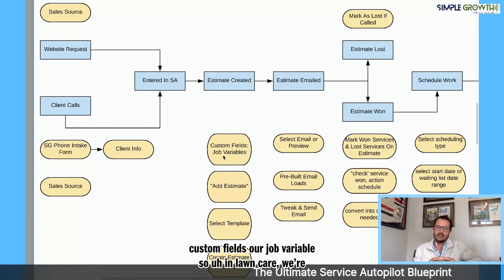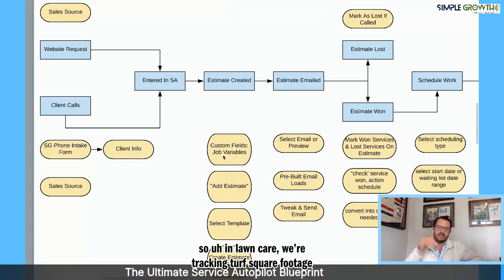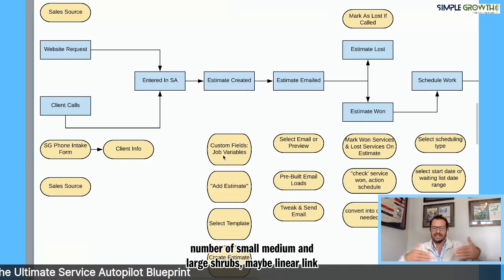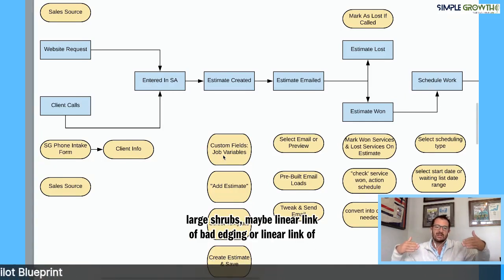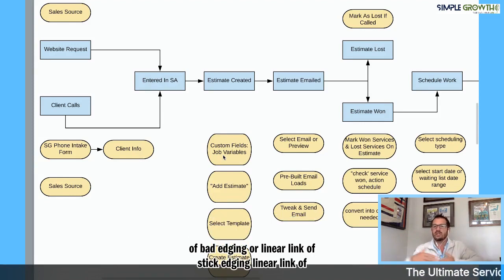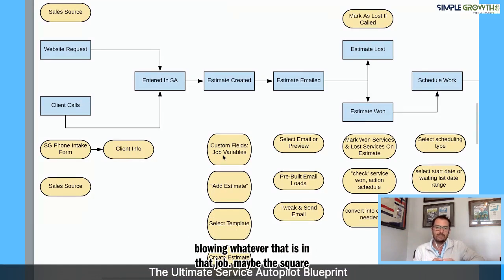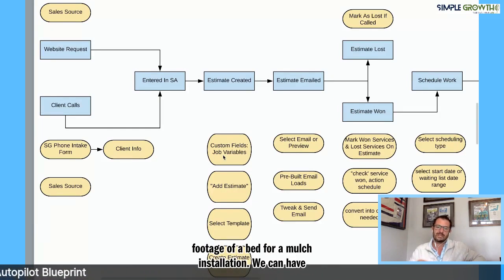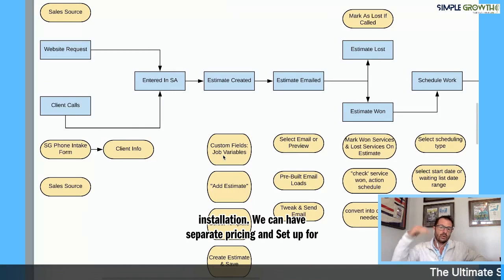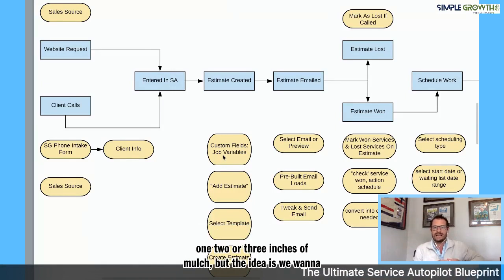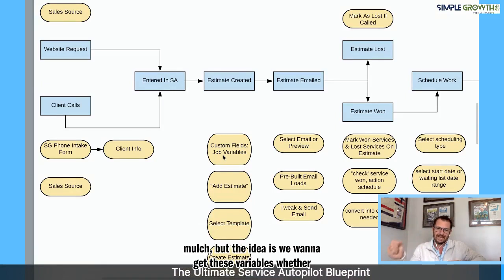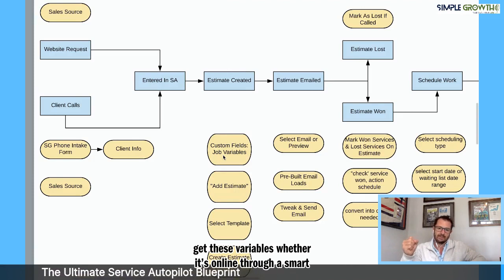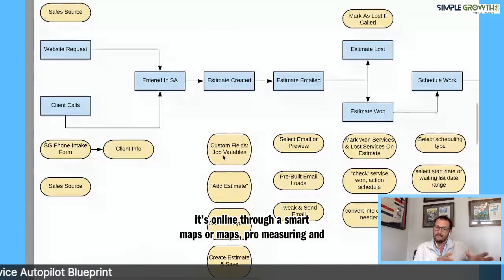So in lawn care, we're tracking turf square footage, number of small, medium, and large shrubs, maybe linear length of bed edging, or linear length of stick edging, linear length of blowing, whatever that is in that job, maybe the square footage of a bed for mulch installation. We can have separate pricing and production set up for 1, 2, or 3 inches of mulch. But the idea is we want to get these variables, whether it's online through Smart Maps or Maps Pro measuring on satellite or in person.